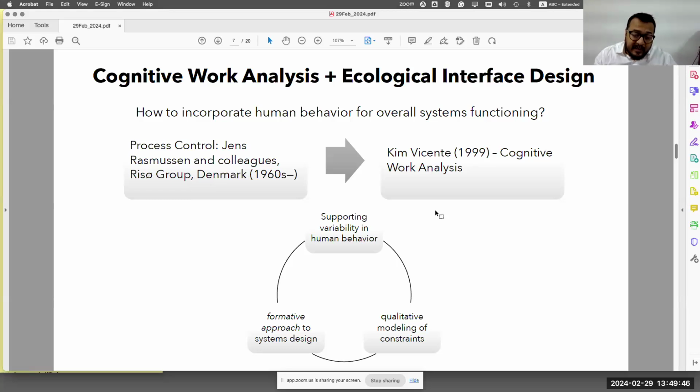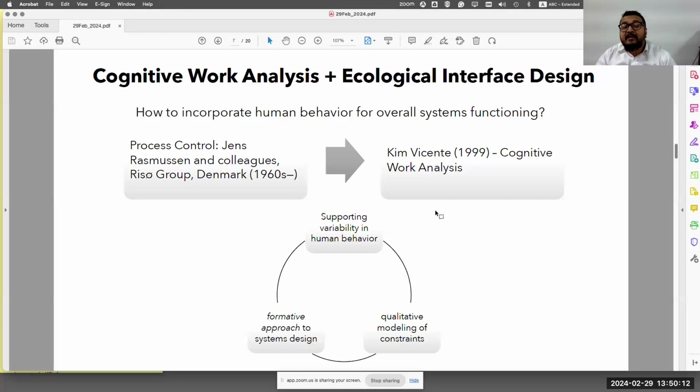Now, typically, when we think about design for behavior in engineering systems, most of the time we have a normative approach towards design, which means the engineer will tell you, hold the nose like this. If you don't hold the nose like this, then there is an error, right? But human behavior allows you to have different areas where you are flexible.